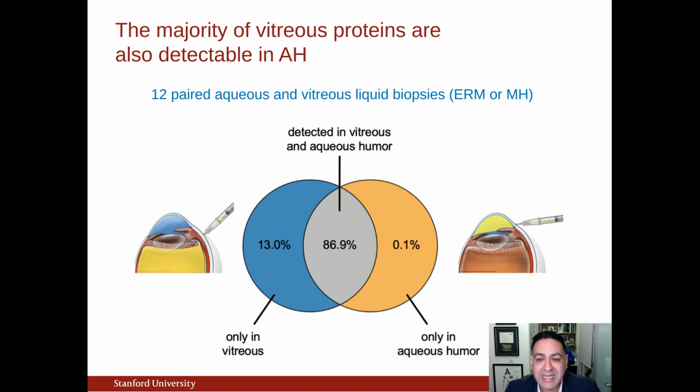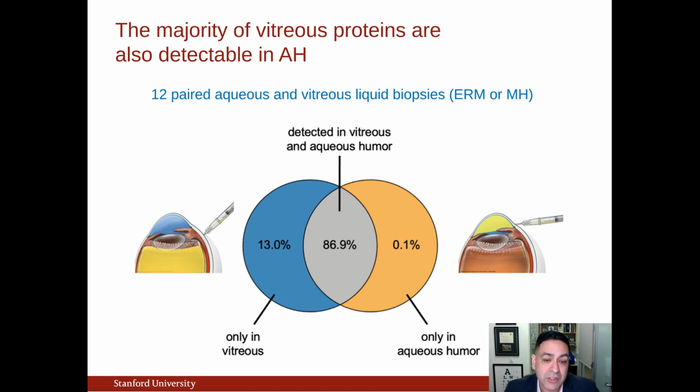And what the Venn diagram shows is that of all the proteins expressed in the vitreous, which is in blue, 86% of those proteins are actually present in the aqueous humor. And so we imagine that 86% of those proteins are actually flowing back and forth between the two chambers. But almost as expected, 13% of the proteins are really unique to the vitreous.